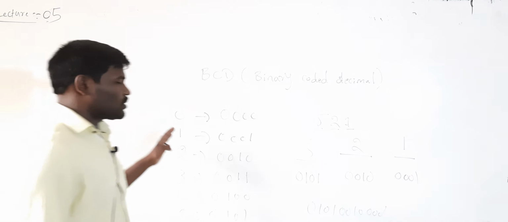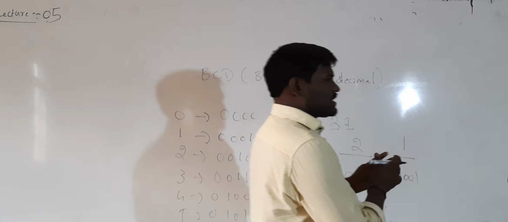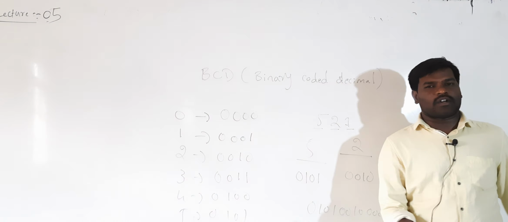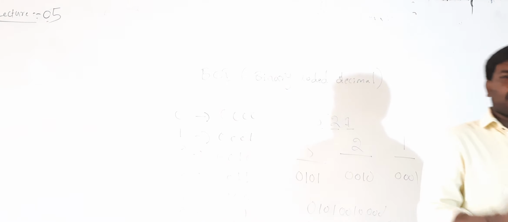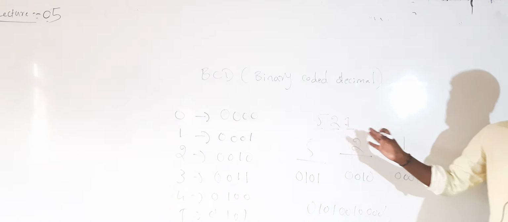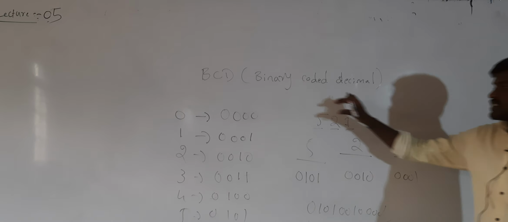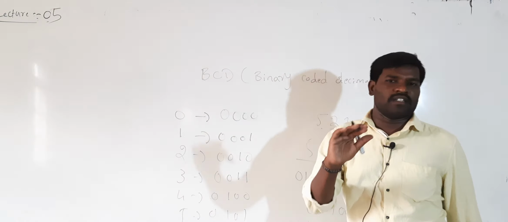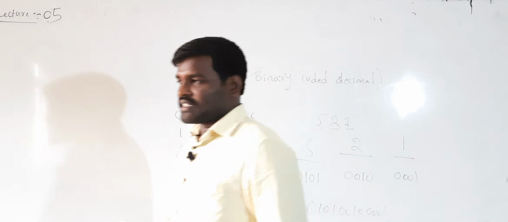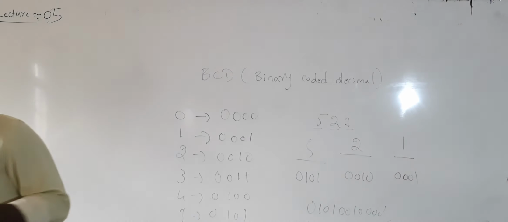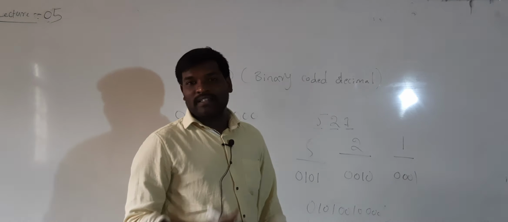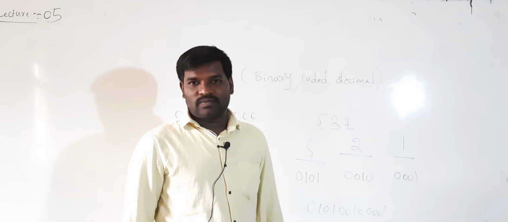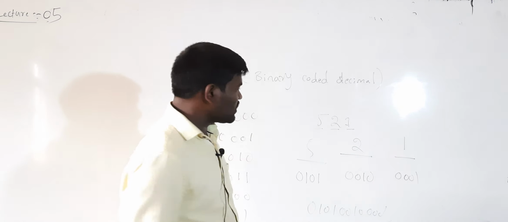Whatever the question may be, they can give either a 2-digit, a 3-digit, or a 4-digit number. The first step is you split the individual digits and mention the BCD value. So the BCD value is not a different value. It is like a normal binary value, but it is represented in 4-digit format. Okay.